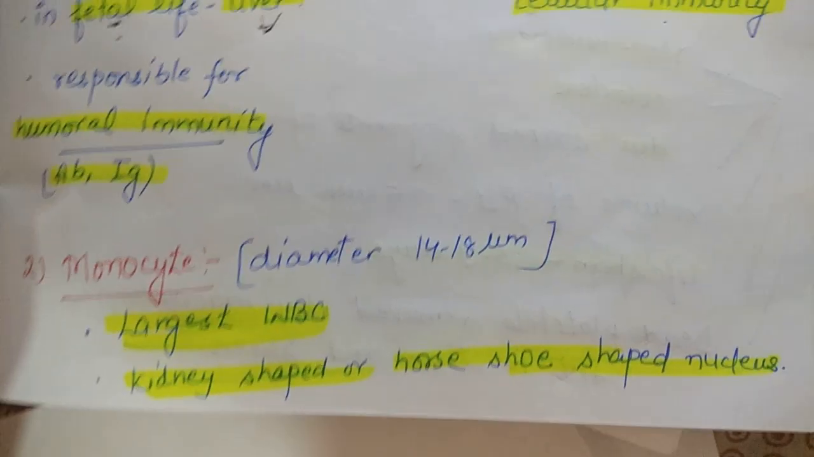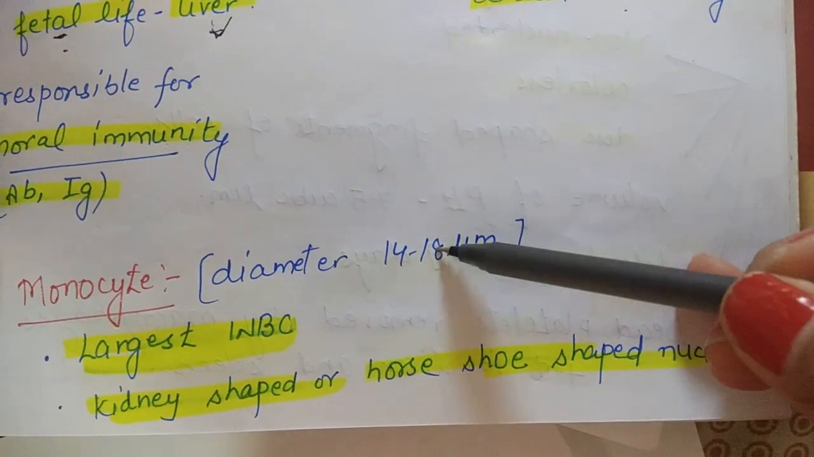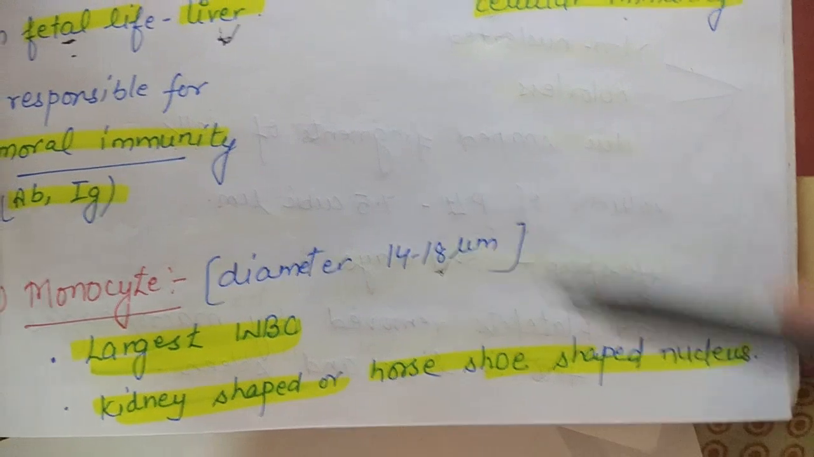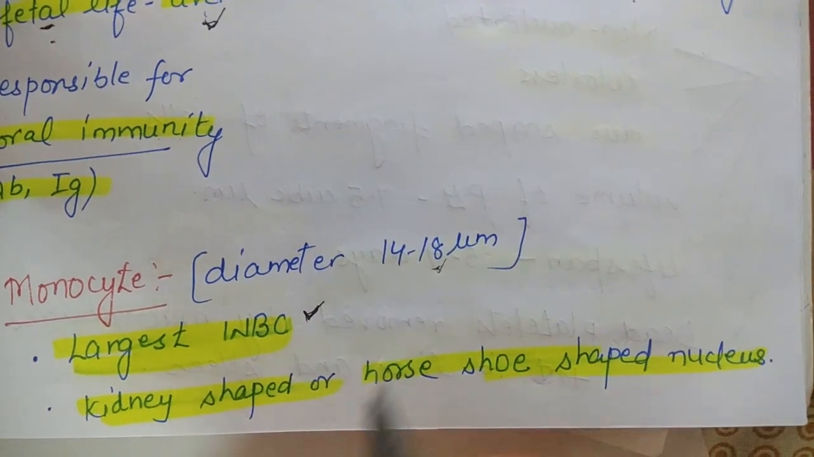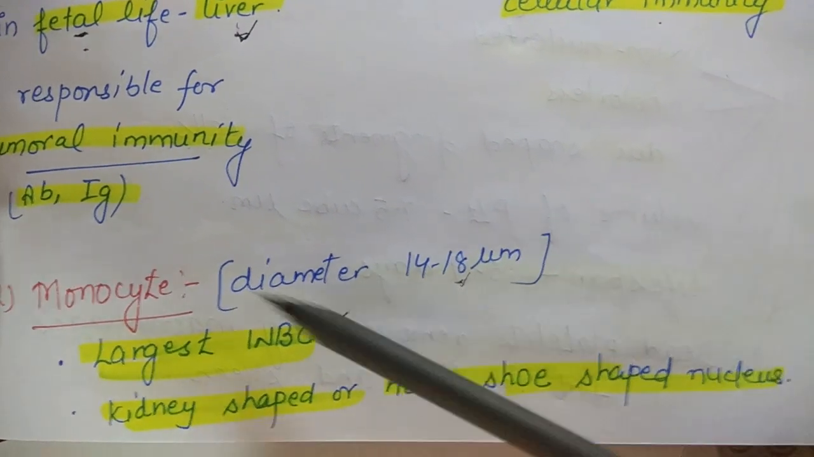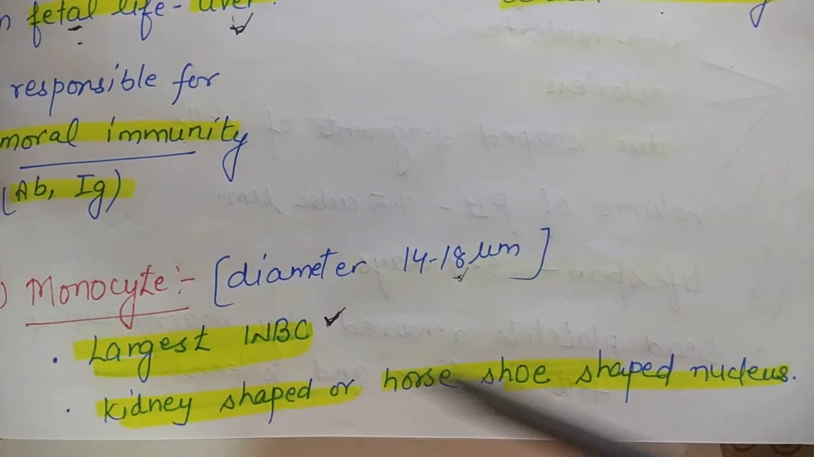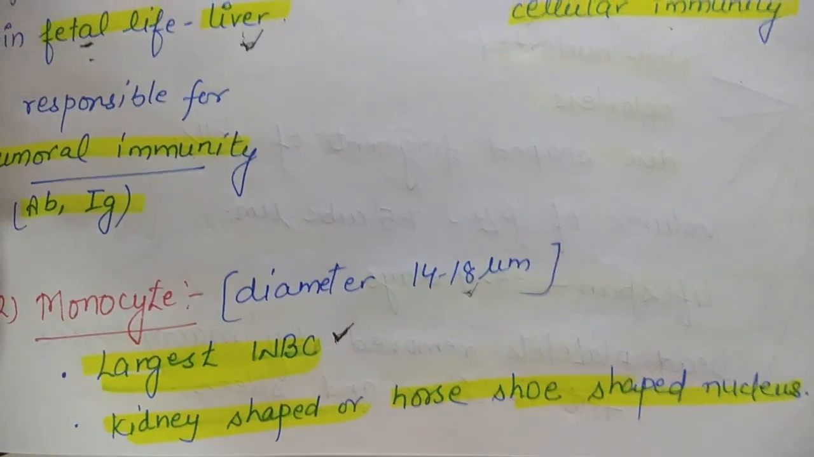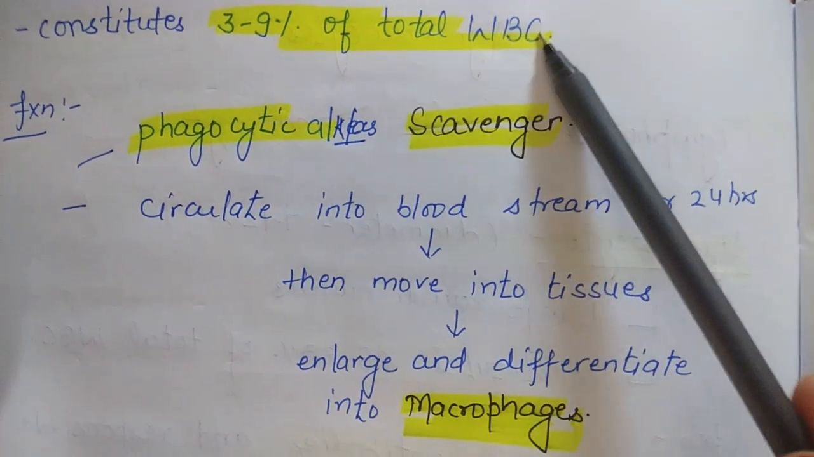Now the second agranulocyte is the monocyte. The diameter of a monocyte is 14 to 18 micrometer. These are the largest WBC. Question: the highlighted portions are asked as questions in competitive exams. The shape of the monocyte nucleus is kidney shaped or horseshoe shaped. Monocytes constitute 3 to 9% of total WBC.